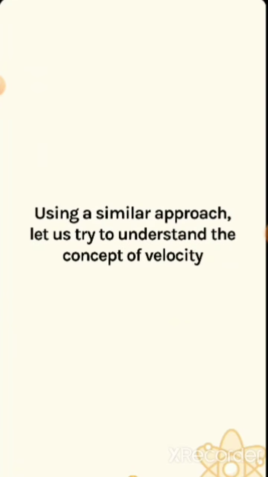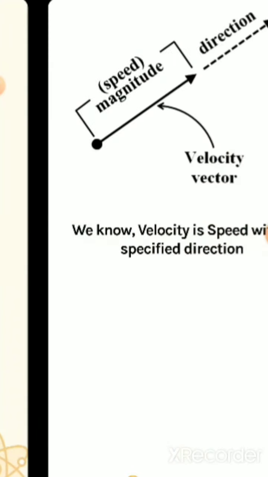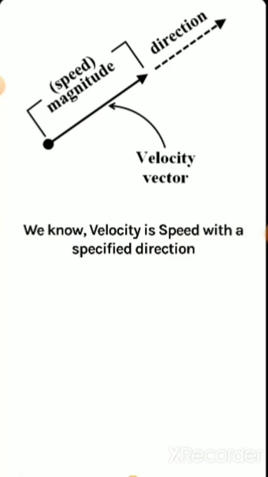Using a similar approach, let us try to understand the concept of velocity. We know velocity is speed with a specified direction. In case of speed, if we add direction, then that speed becomes velocity, and velocity is a vector quantity because it has direction.